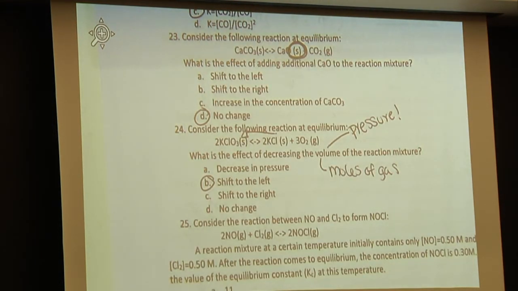If we're increasing the volume and you're in this big room, would you rather have more or less people at your party? You'd rather have more. So this is how you can think about it on your test. And then pressure: if you're increasing the pressure, that means you're decreasing the volume. And if you're decreasing the pressure, you're increasing the volume.